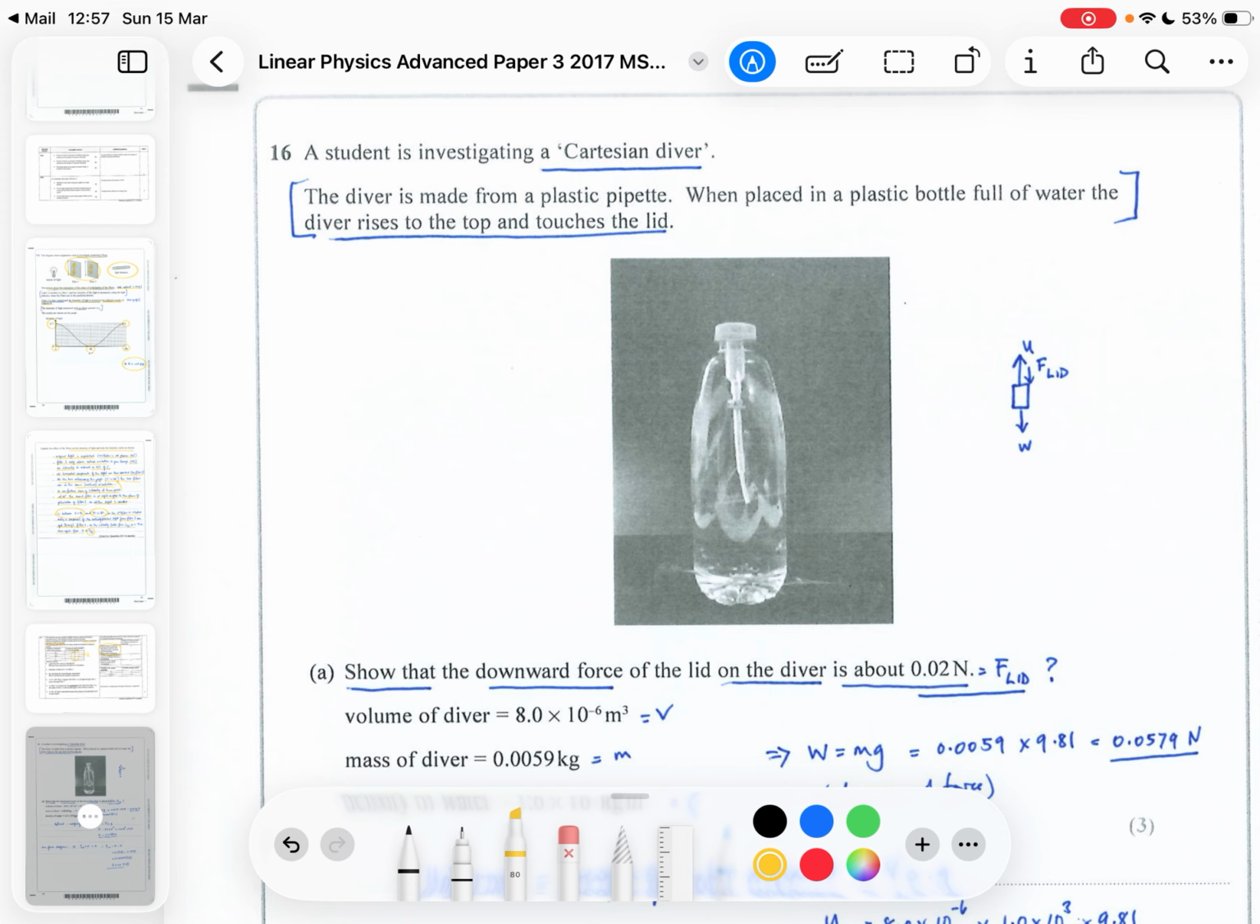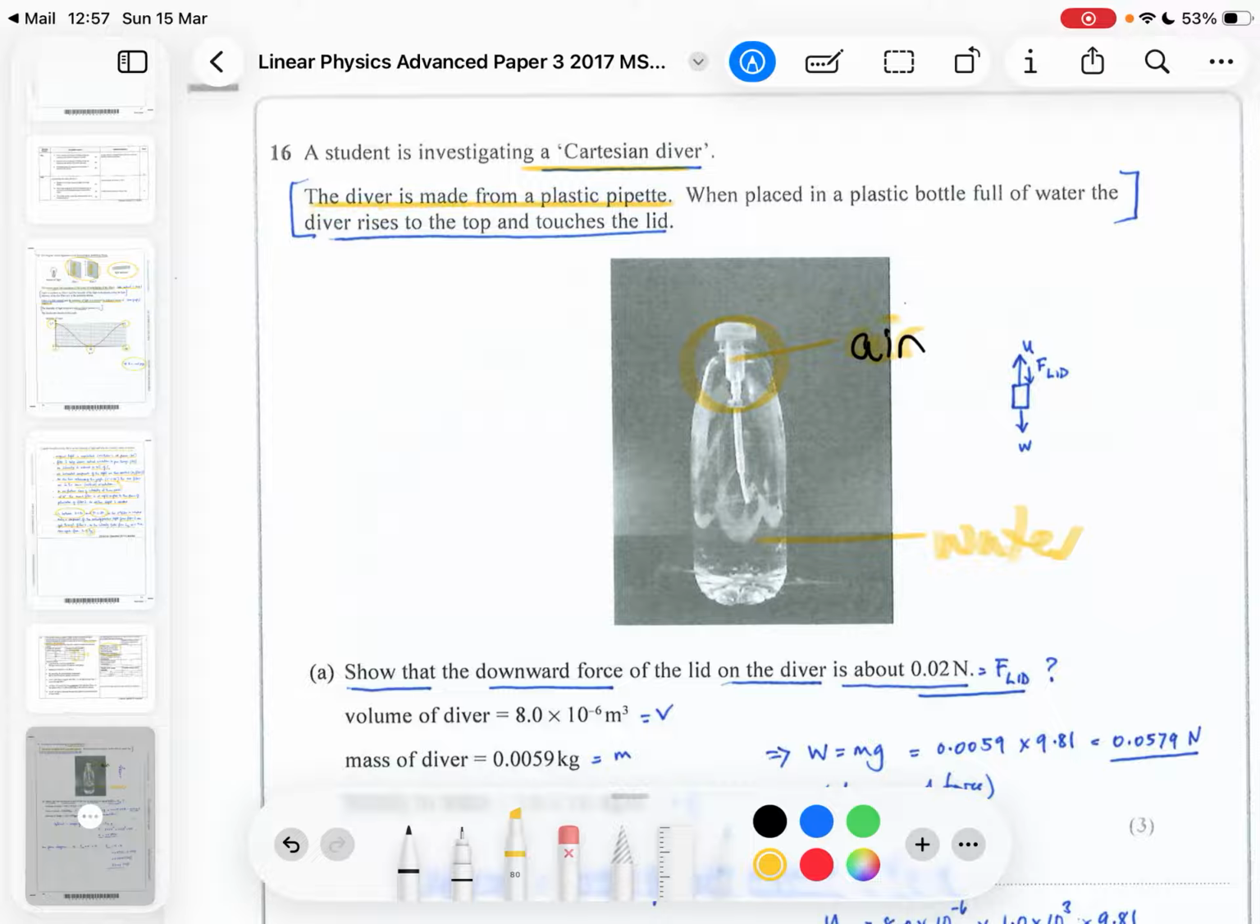So here we have what's called a Cartesian diver, which is some air trapped in a container that's inside water. So here we've got water, and inside the top of this pipette, there's some air. So the air that's trapped creates an upward force, upthrust. The diver is made from a plastic pipette in this case. There are different shapes.